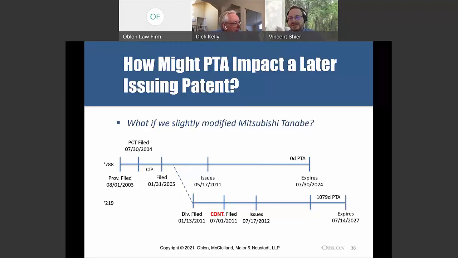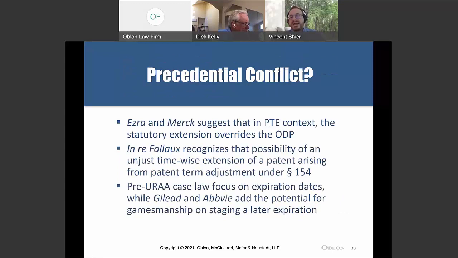I agree. I definitely think Dick said it quite well. I think the framework, the analysis there, is important, as well as the lack of the gamesmanship concerns that Gilead and AbbVie were so focused on. So where we stand, though, is that Ezra and Merck suggest that in the PTE context that statutory extension overrides the obviousness double patenting. And the courts haven't chimed in, but on patent term adjustment per se, the Federal Circuit hasn't come down with any decision.